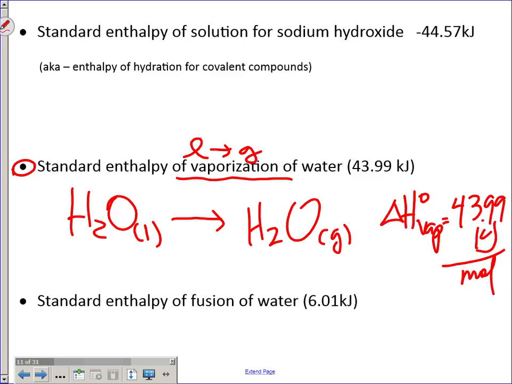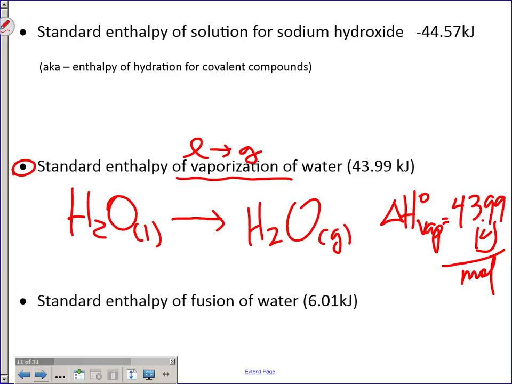Okay, if I had said delta H of condensation, what would be the only thing different here? It would be flipped, gas to liquid, and it would be negative, because this is an endothermic process, right? It takes a lot of energy to get liquid to gas. It takes positive 43 or 44 kilojoules per mole, whereas if you were releasing it, it would be negative. So you can see how this could be flipped. Thumbs up? Questions? Okay, one more.